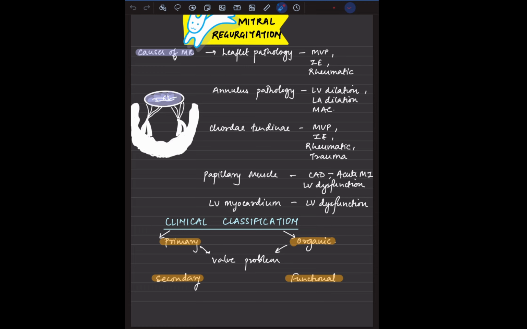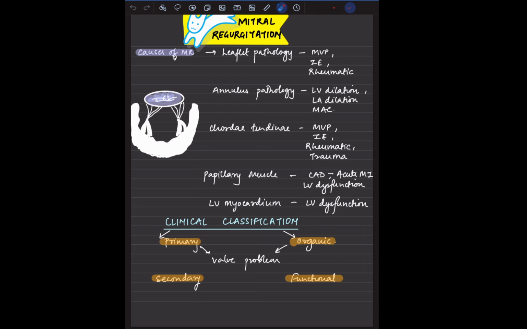While coming to the chordae tendineae problem, chordae tendineae is the holding of the valve to the ventricle. So that is mitral valve prolapse again, infective endocarditis, or any traumatic cause of chordae tendineae, and a rheumatic cause also. Papillary muscle dysfunction: whenever there is coronary artery disease or acute myocardial infarction, there could be a papillary muscle dysfunction. Again, this holding problem is creating a problem to the valve.